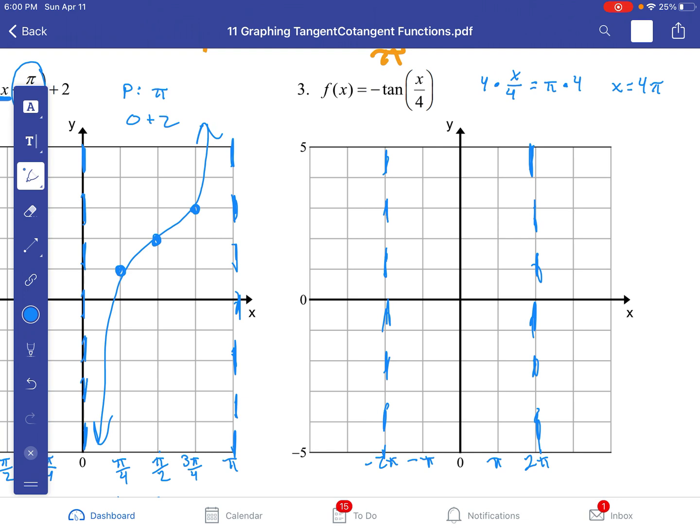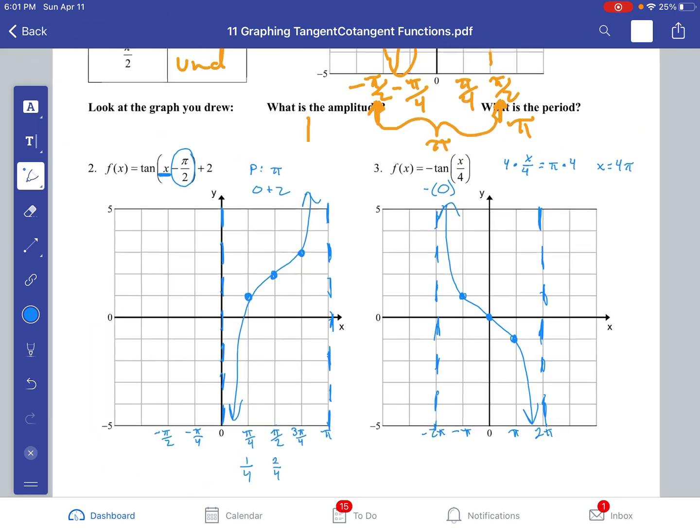Find the first point. Well, tangent starts at 0, okay, with a negative sign out in front, but that doesn't change where that point is. It's still going to be at 0. But that negative sign is going to flip the graph upside down. Normally it goes up and to the right. Now it's going to go down and to the right and up and to the left. It's basically been flipped upside down. And then we graph our points. Okay, and that is tangent.